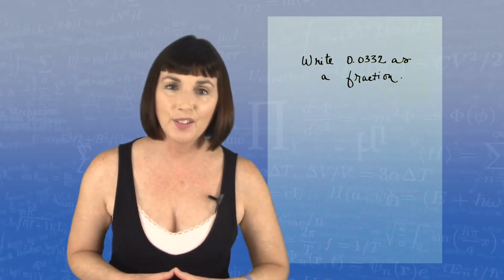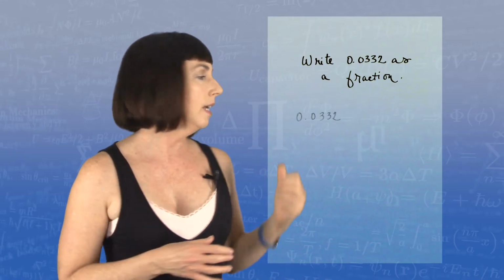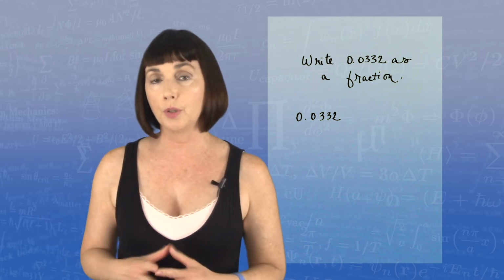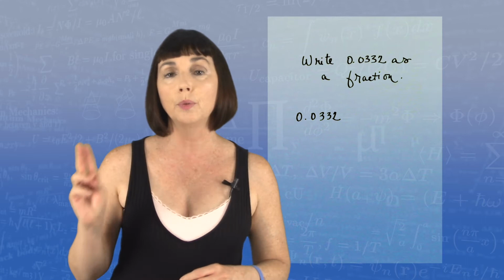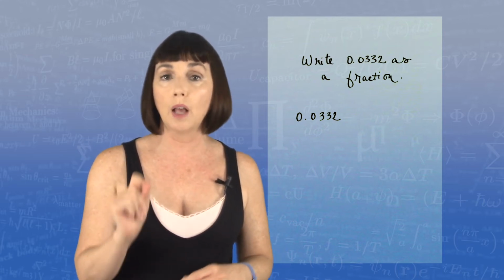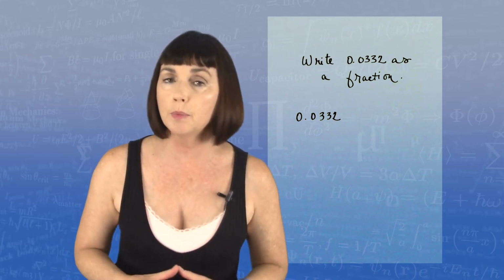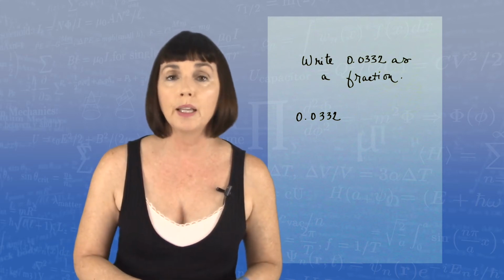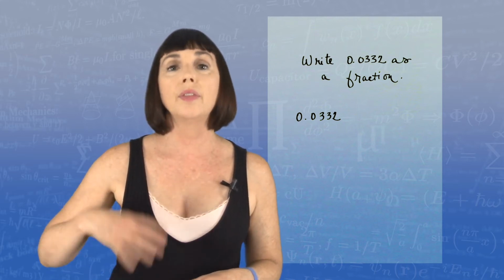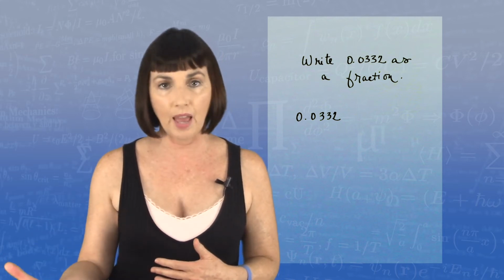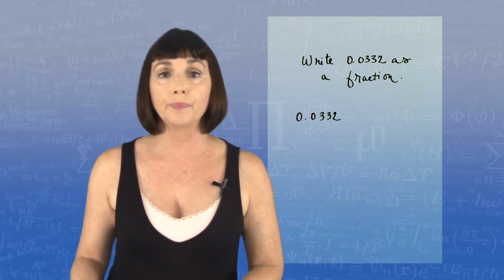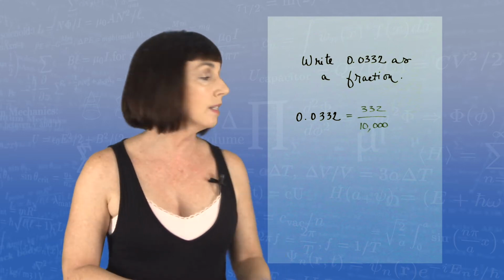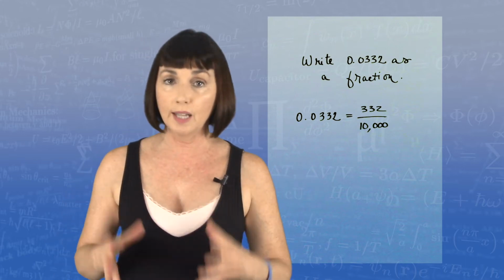Okay, let's see how you did. We have our value here, 0.0332. We need to figure out what position that last value is in. That will determine our denominator. So to the right of the decimal point, we have the tenths place, then the hundredths, then the thousandths, then the 10,000ths. So that 2 is in the 10,000ths place. So we can rewrite this as 332 over 10,000.